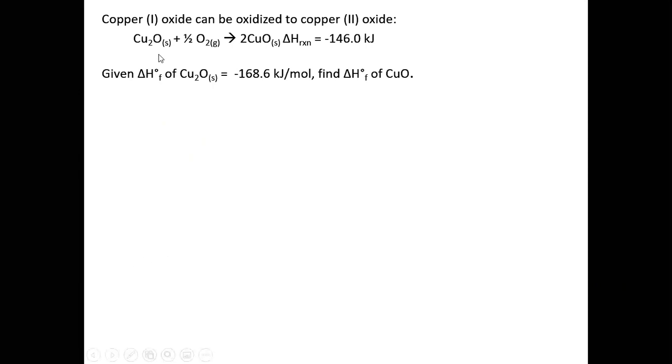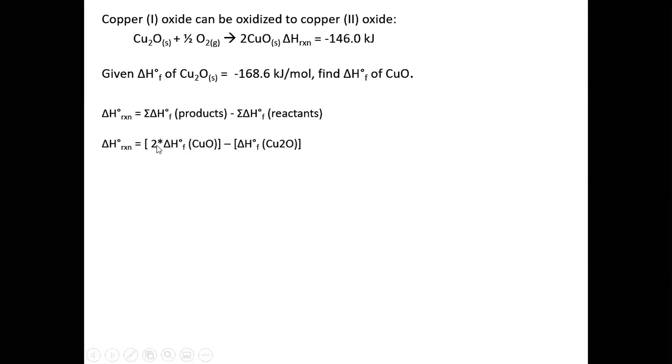So here we have this reaction involving copper 1 oxide plus oxygen gives us copper 2 oxide. It tells us the heat of reaction for this synthesis reaction. It gives us the heat of formation of copper 1 oxide and says what's the heat of formation of copper 2 oxide. Now with heats of formation, it's always the heat of formation of products minus the sum of the heat of formation of reactants. So remember, products is final state, reactants are initial state.